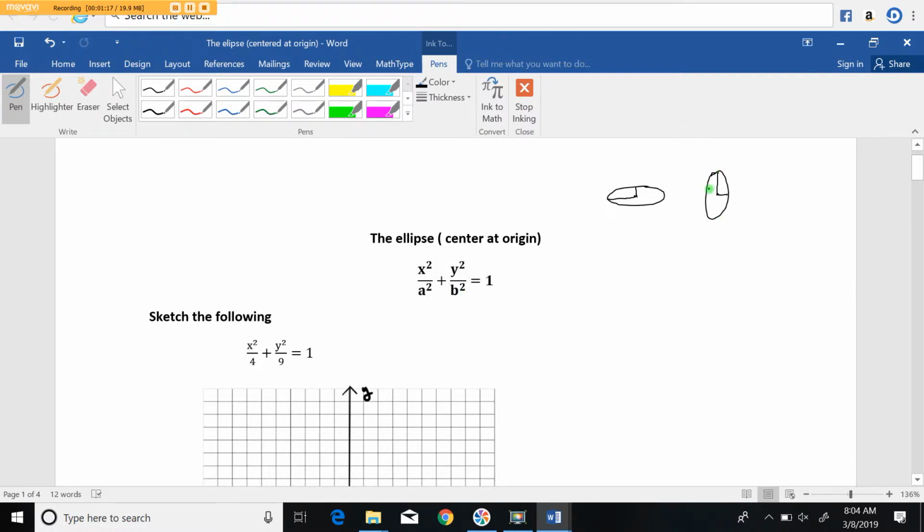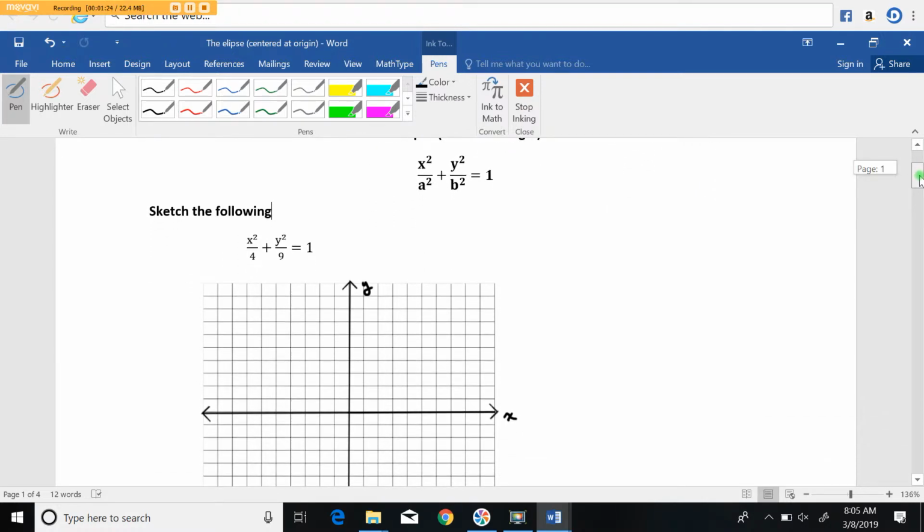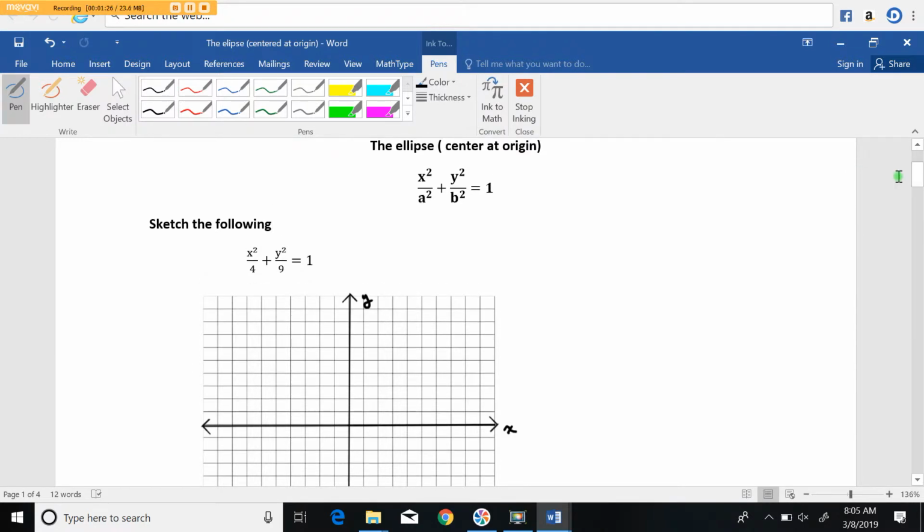Sketching ellipses that are centered at the origin is a pretty short job. Basically, all you need to do is find the intercepts. I would suggest this: set y equal to 0, solve for x, and put those points on the graph. Set x equal to 0, solve for y, and put those points on the graph. Then you can just sketch the rest.